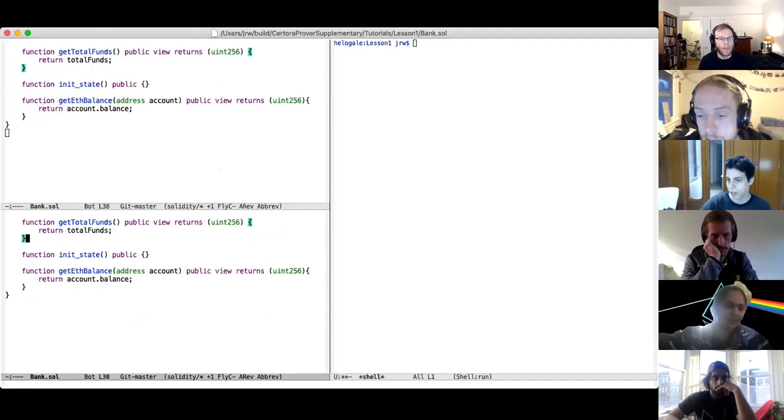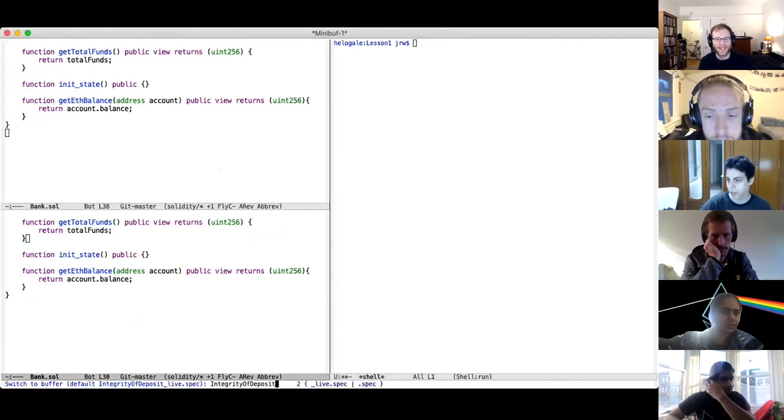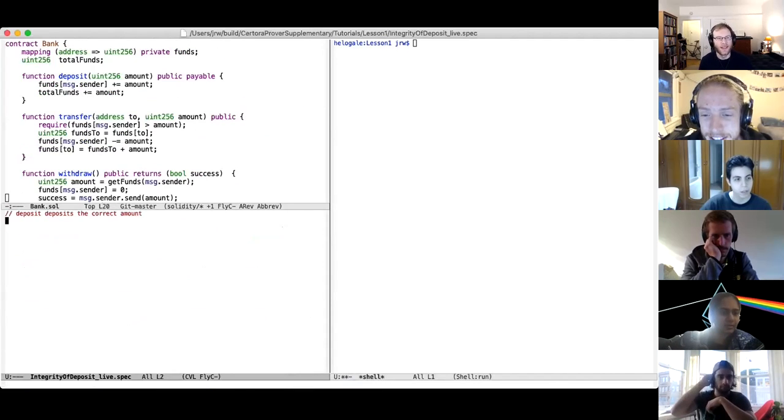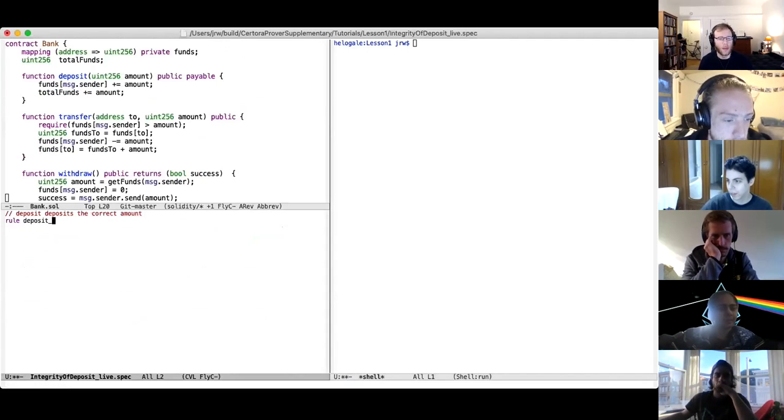So it doesn't check like the message.value. Right, exactly. Yeah, it's a bit of a strange bank, but it does add things to funds. Okay. So let's write a rule. It doesn't need to check message.value because it's more like an ERC20, right?